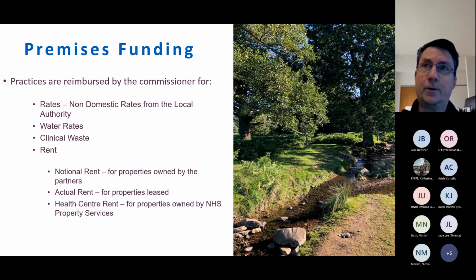What they don't pay for is the energy, but I know that's been heavily price capped by the government after all the rises that have happened in the last 6 to 7 months. They've agreed a price cap for GP practices because there was quite a lot of consternation that the prices had gone up too much. Okay, so that's premises.